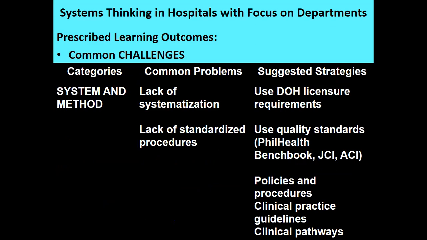The second category is system and methods. Common problems are usually lack of systematization, lack of a structured way of doing things, and lack of standardized procedures. As a suggested strategy, we can use the DOH licensure requirements as a guide. It's very detailed. Use the quality standards that are being published. You have the PhilHealth Benchbook, and for the international quality standards, you have the Joint Commission International and the Accreditation Canada International. Then establish policies and procedures, clinical practice guidelines, and clinical pathways so as to standardize things.